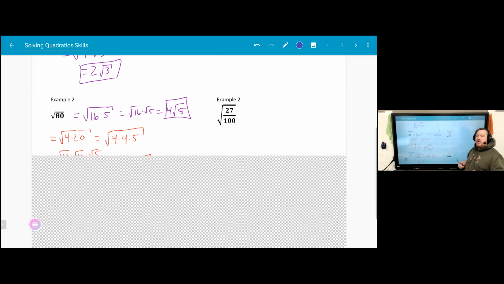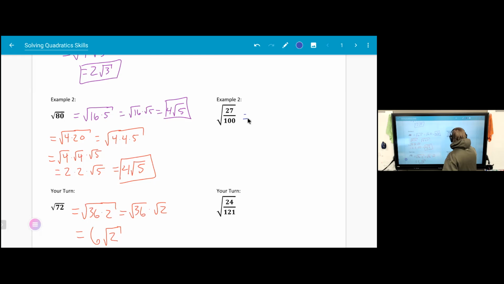Example 2 says the square root of 27 divided by 100. Well, let's go ahead and split this up. First, can we simplify 27 divided by 100? No, that's in simplest terms. I checked. So let's make this the square root of 27 divided by the square root of 100. We know the square root of 100. The square root of 100 is 10.